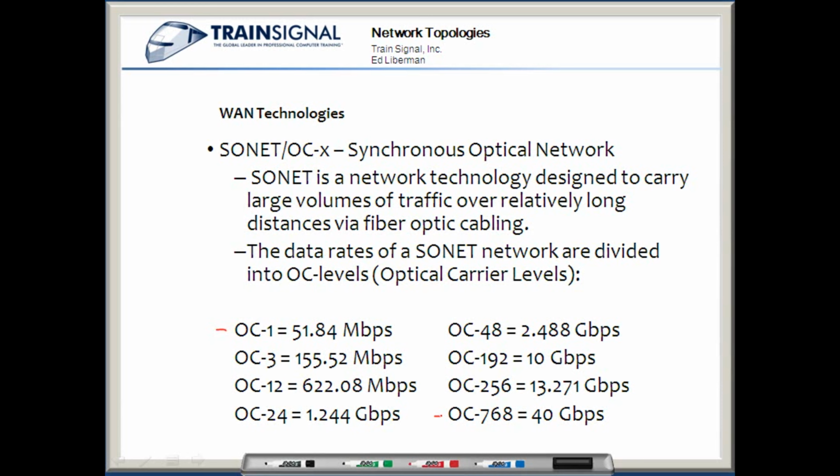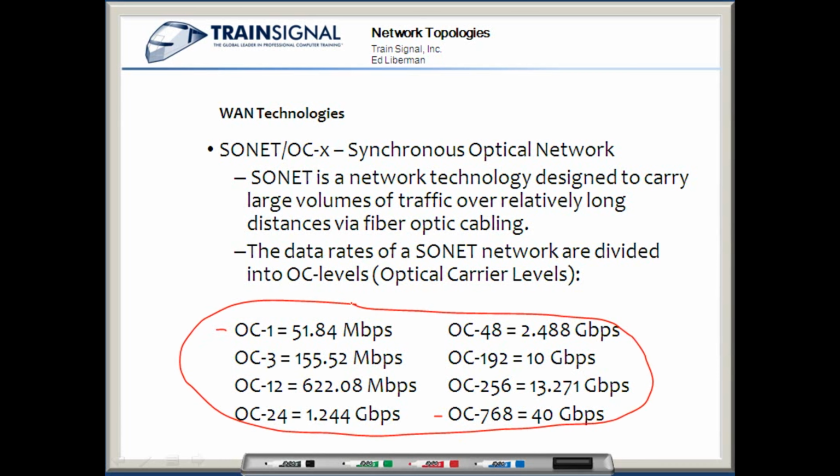Now, the one thing that I will tell you is that you don't really have to worry about memorizing a chart like this. Okay, and the reason why is because all you really have to do is take OC1. So if you just know that OC1 is 51.84 megabits per second, and you just multiply it by whatever number we're talking about, like OC3 is just 51.84 times 3 to give you 155.52. Okay, so you don't have to memorize the whole chart. I just wanted you to understand that there are many different optical carrier levels involved with SONET networks.